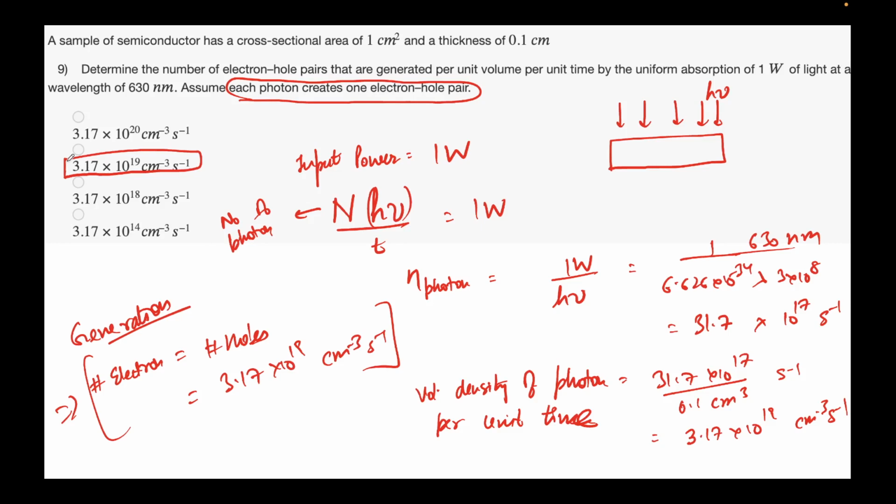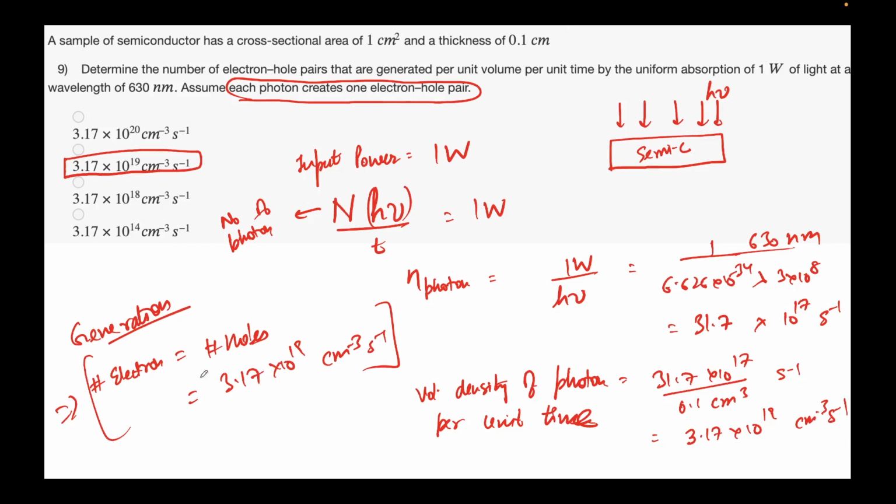So let me summarize this. In this, light is shining on a piece of semiconductor, and since light is shining, electron hole pairs can be generated. Given the power of the light, we can calculate the rate of photons shining on this piece of semiconductor, and from that, if we divide by volume, we get the rate per unit volume per unit time.